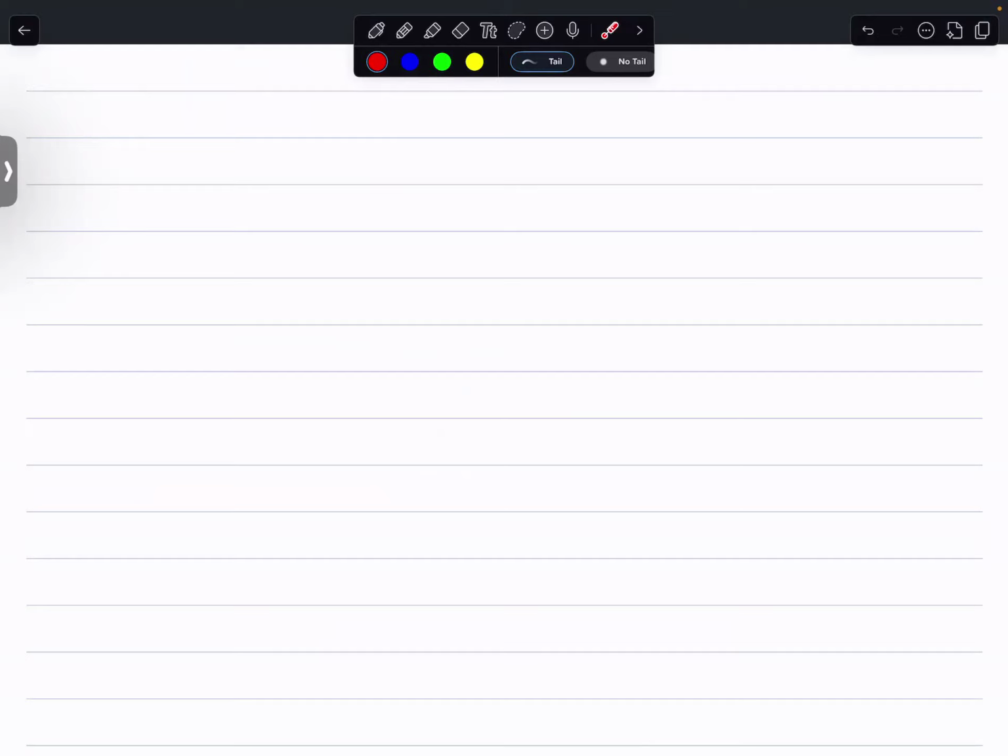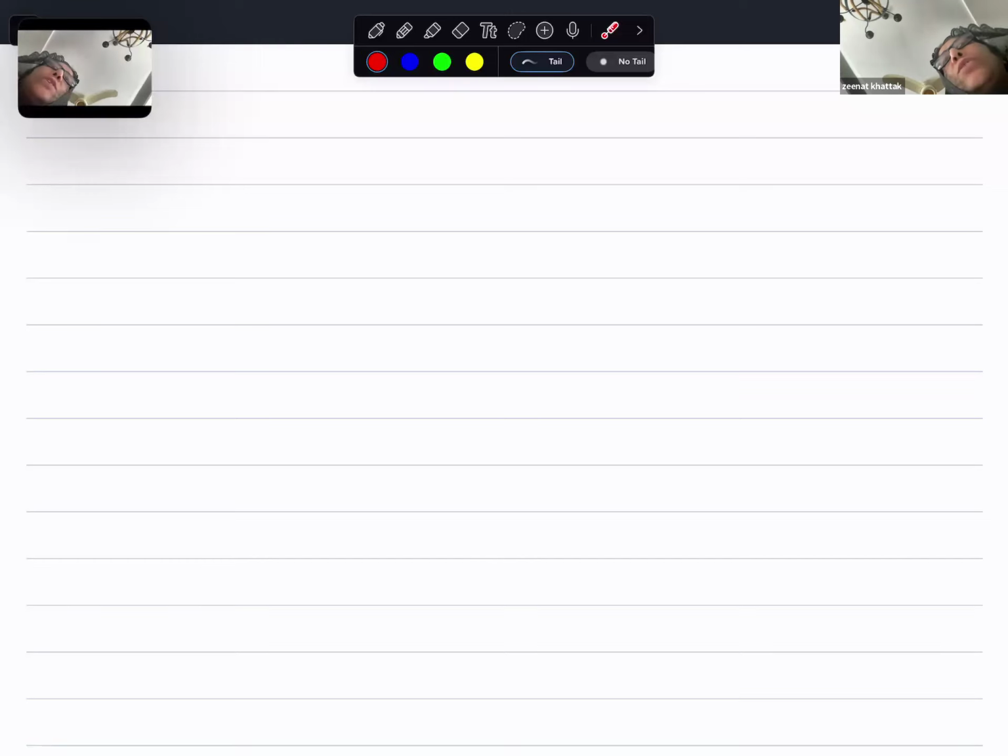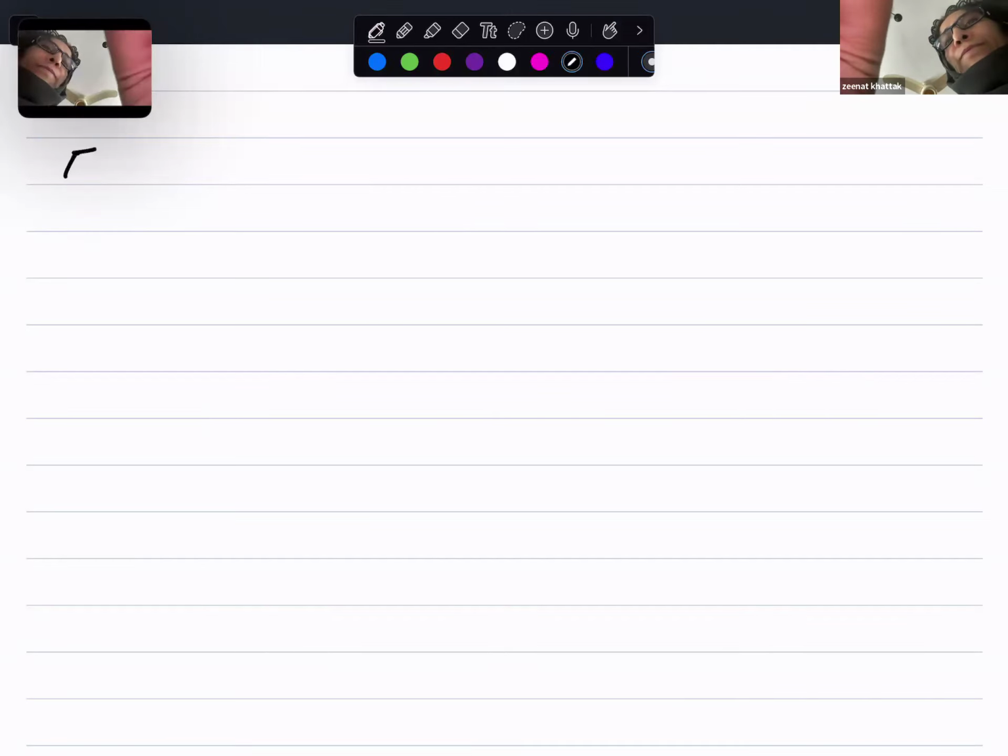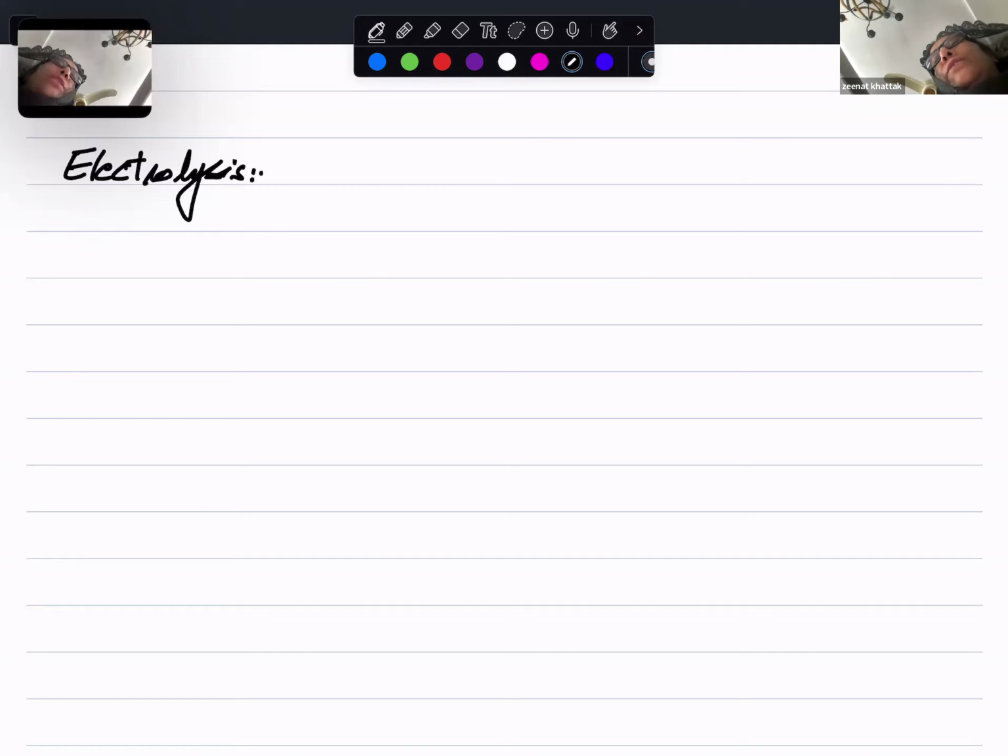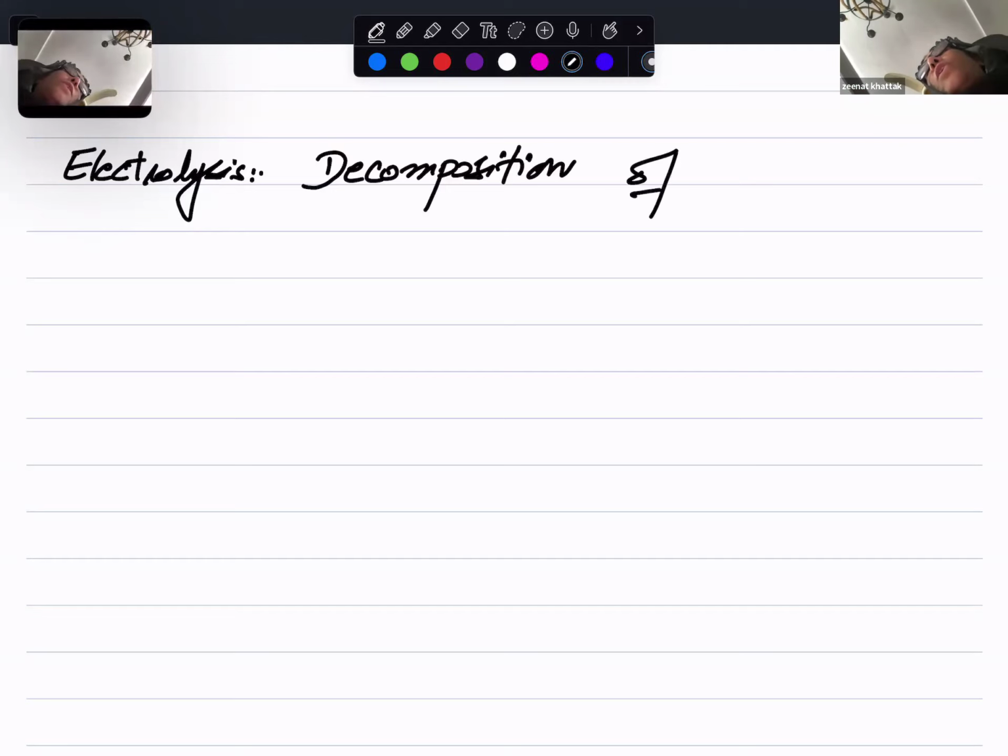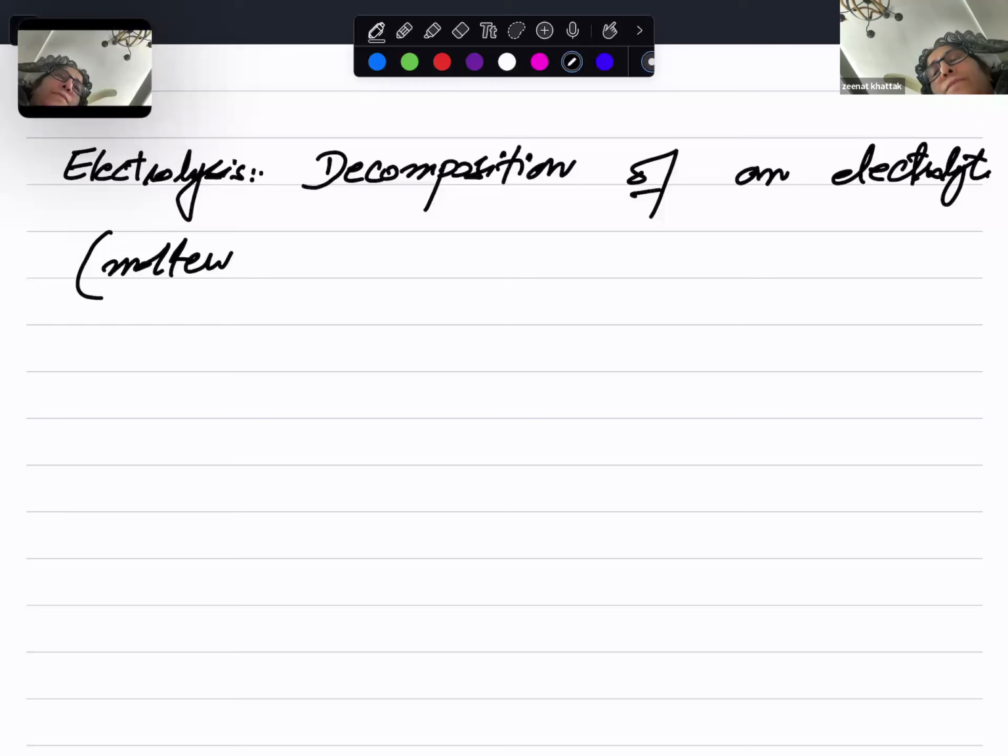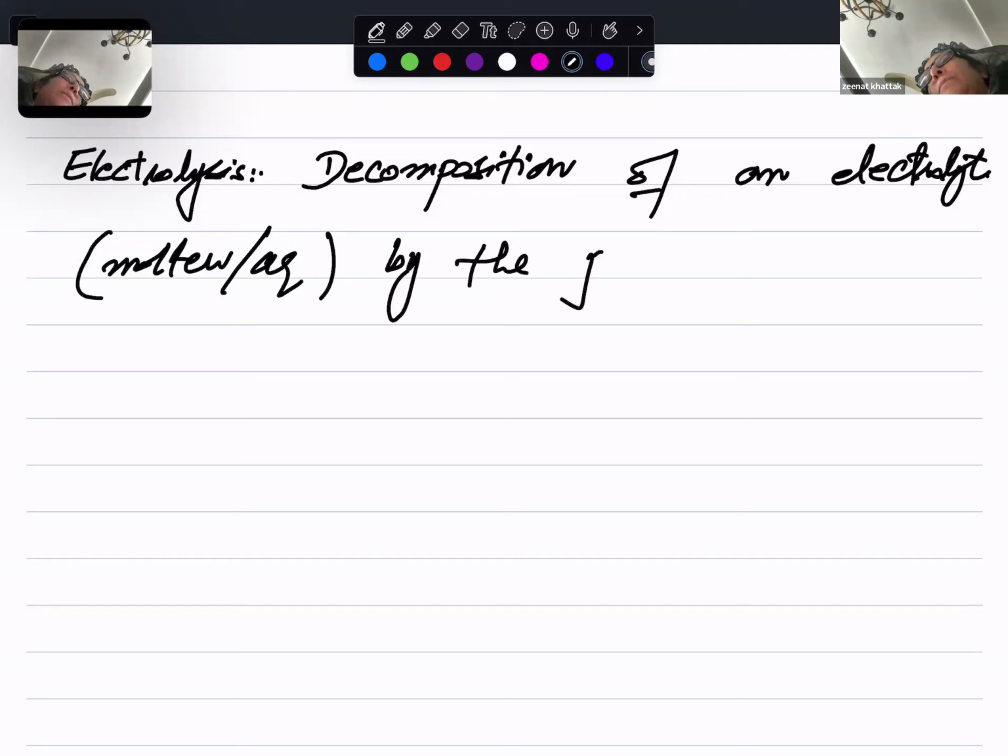Okay, now coming to electrolysis. The definition. What is electrolysis? The decomposition of an electrolyte, which could be molten or aqueous, by the passage of current.